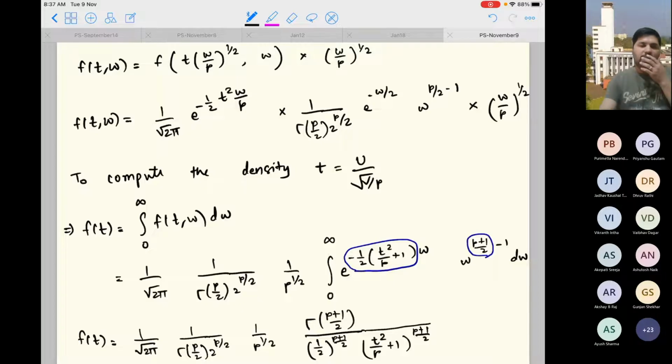Do you agree this is what I'll get? This is just the gamma integral, the gamma formula I have used. This is something that you have already seen in Maths 1. Once again, we saw it when we were talking about densities. So this is what I'll get.